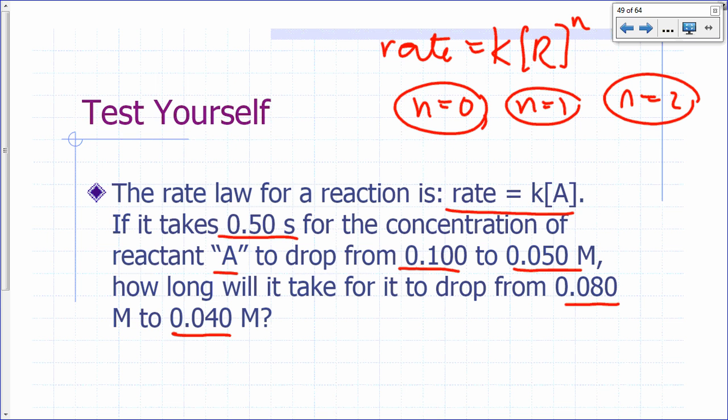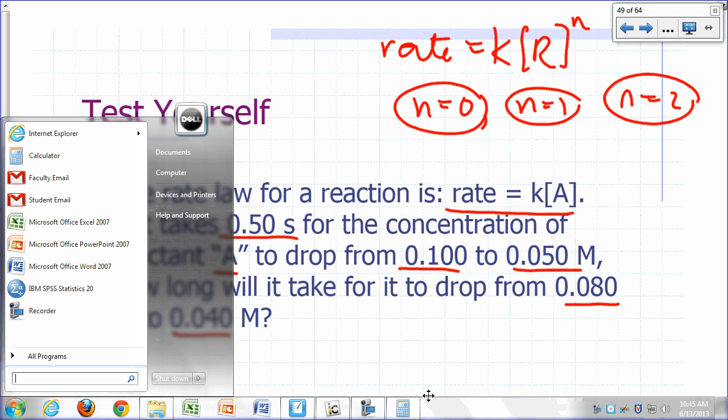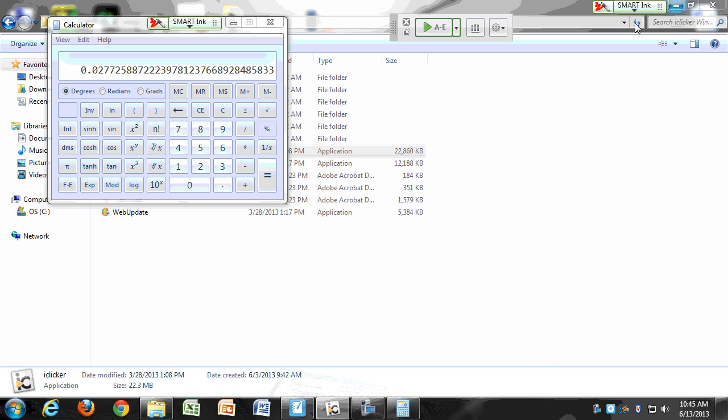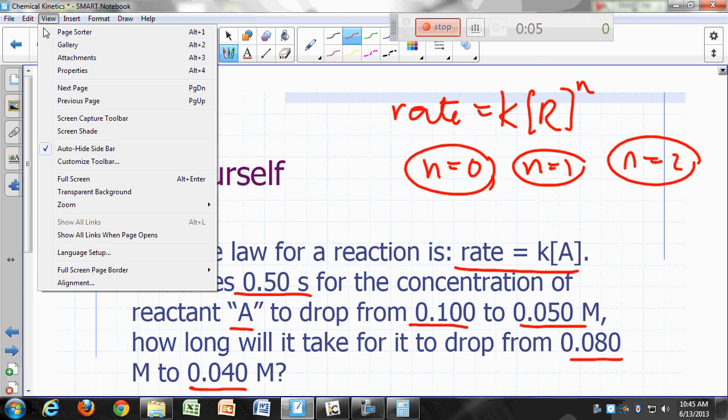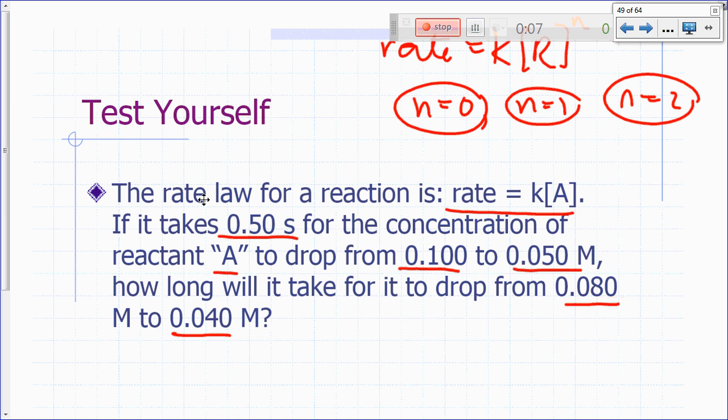Is it, oops, lost my clicker. What happened to my clicker? Okay. Is it gonna be, oops, I don't have choices, huh?